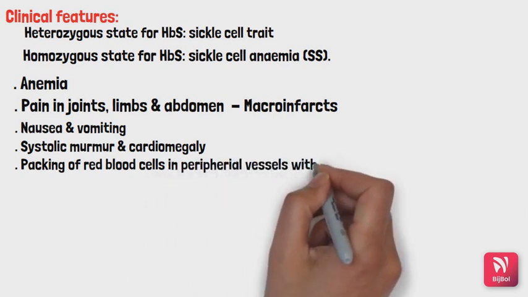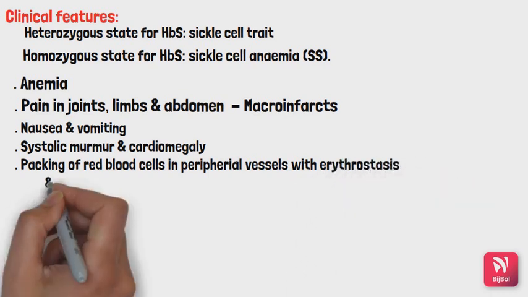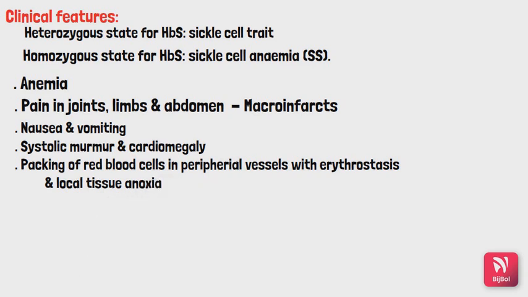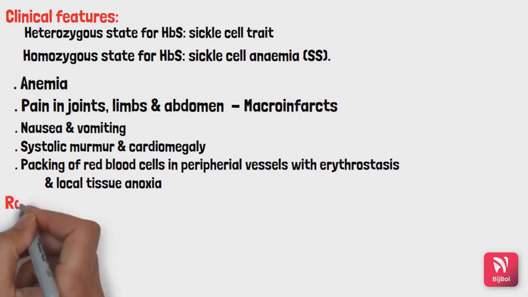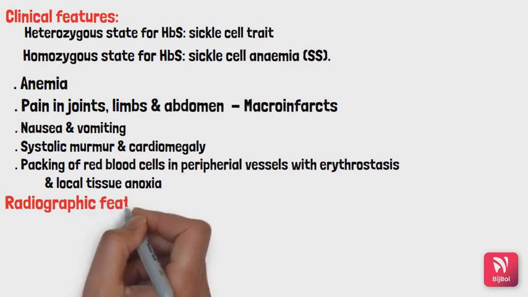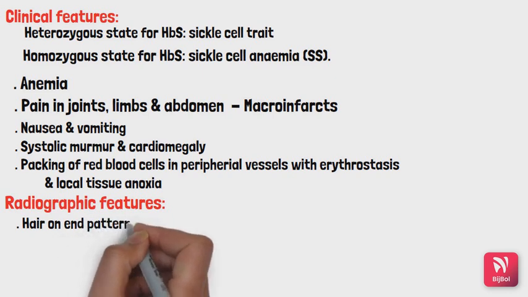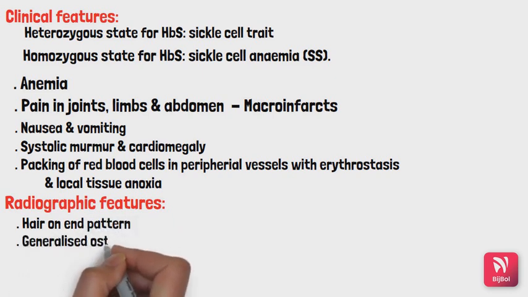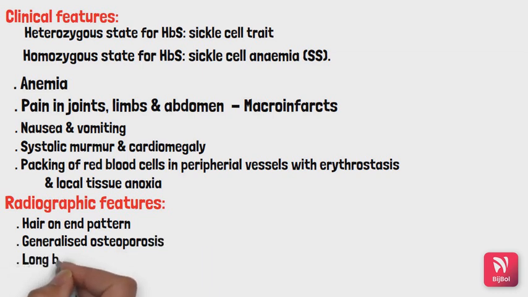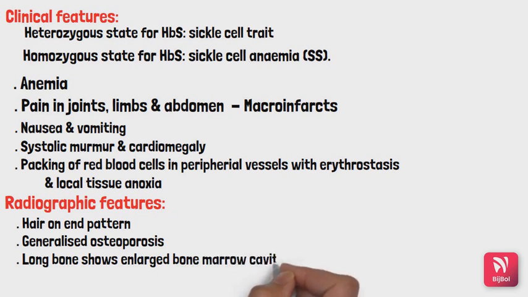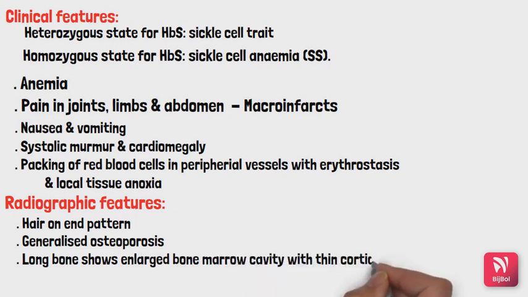The other symptoms other than pain are nausea and vomiting, systolic murmur and cardiomegaly. And like I told you, it obstructs the blood vessels, so it doesn't take oxygen everywhere. So there is packing of red blood cells in peripheral vessels with erythrostasis and also local tissue anoxia. That means local tissues don't get enough oxygen. The radiographic features will be similar to thalassemia, that is, a hair on end pattern can be seen on the skull radiograph. There can be generalized osteoporosis, and long bones show an enlarged bone marrow cavity with thin cortices. These are the various radiographic features seen in sickle cell anemia.